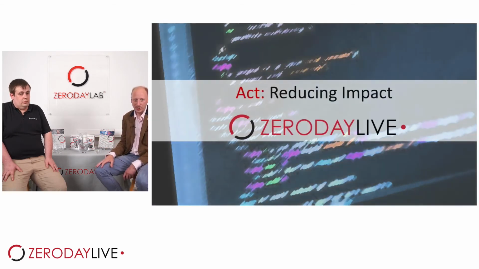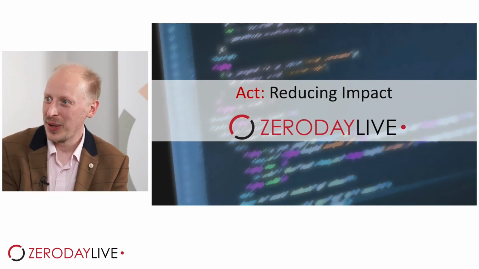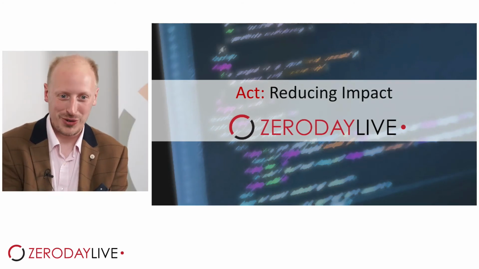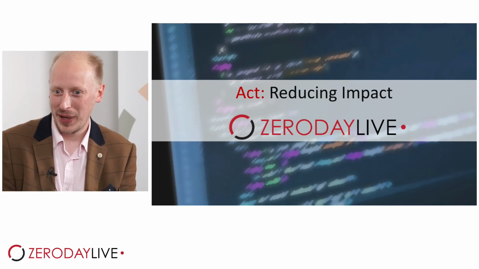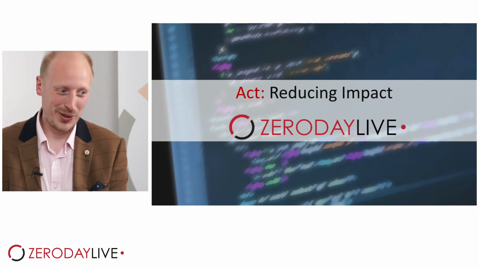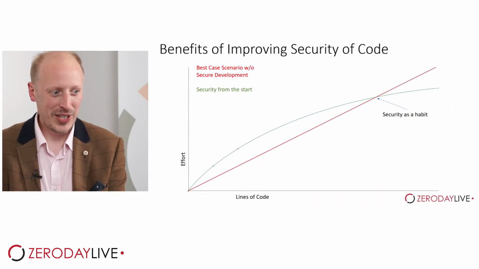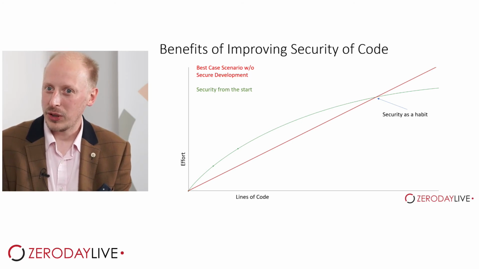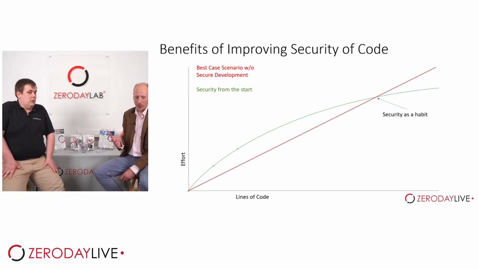So this takes us into the final part of our presentation, which is obviously ACT. We've got to do something. We've got to reduce the impact. So we've talked about how we learn, and we've talked about how we understand. But now we need to know, what is it we can do to improve security moving forward? And of course, there are some ways of doing this. And of course, there is the understanding of the cost and time of improving security in the code over time.